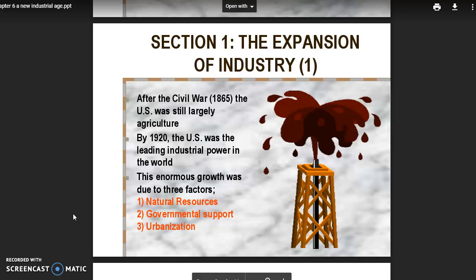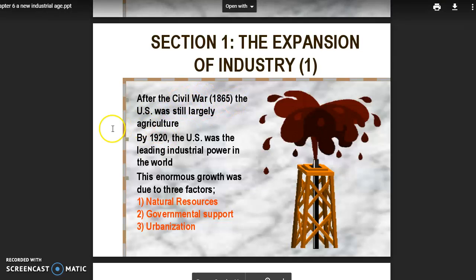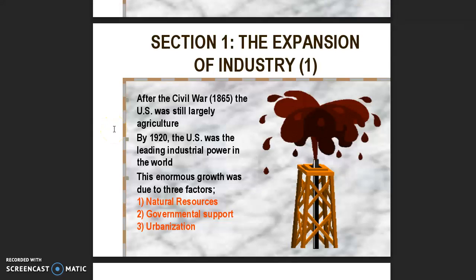Please take a second and look at your study guide. Question number 1 is asking what 3 factors led to enormous growth. Please read along with me on the slide. After 1865, which is when the Civil War ended, the U.S. was still largely agricultural. By 1920, the U.S. was the leading industrial power in the world.